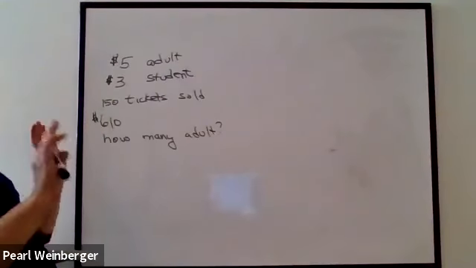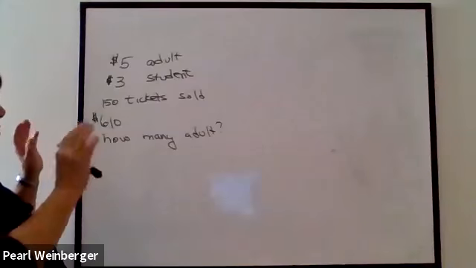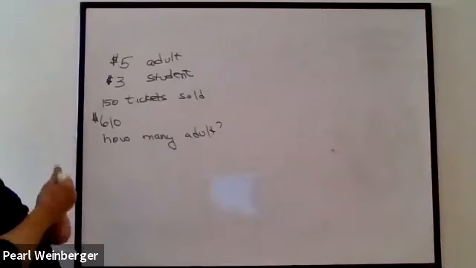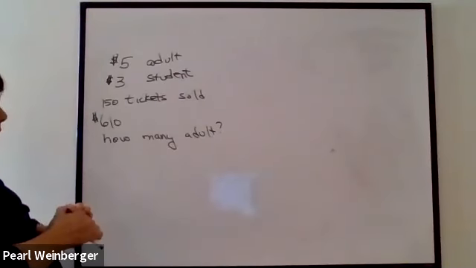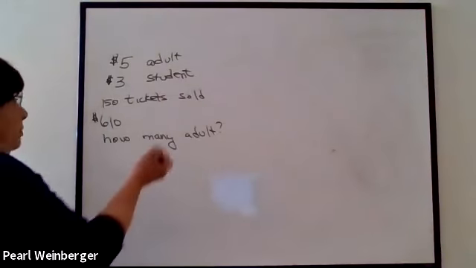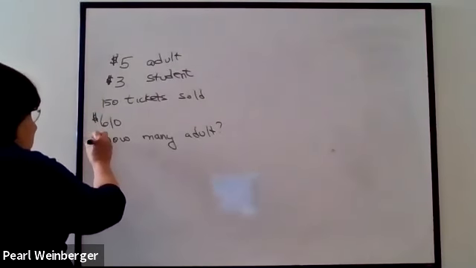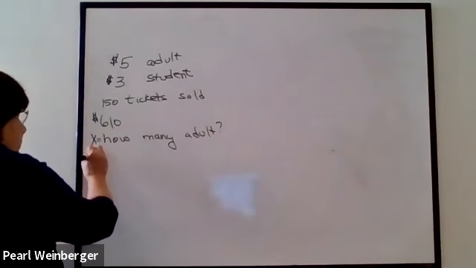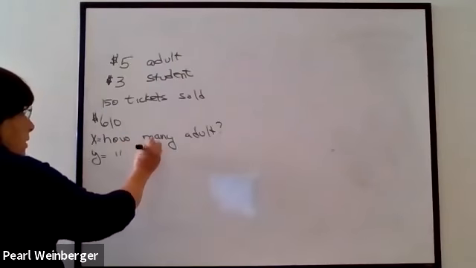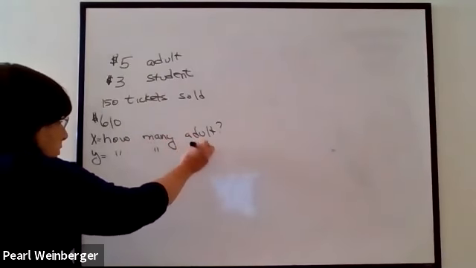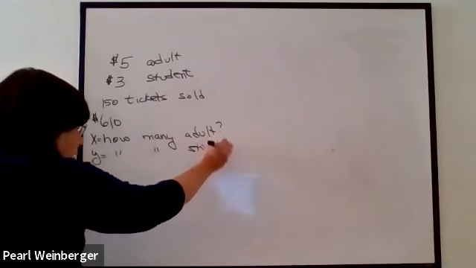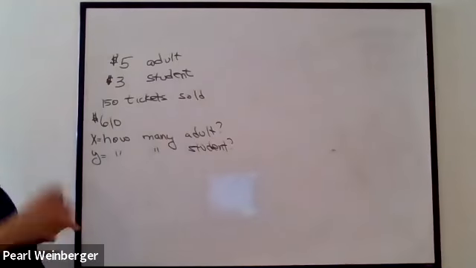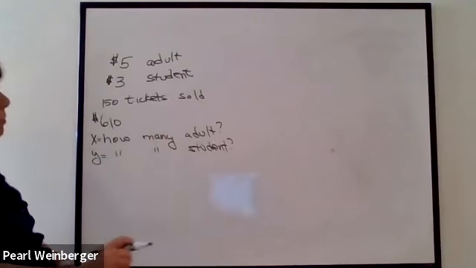Again, there are 2 types of items here. There's adult tickets and student tickets. So it's a good setup for a system of equations. Let's call X how many adult tickets were sold, which will mean that Y will be how many student tickets were sold. Here's my legend. We very much specified what our variables stand for.